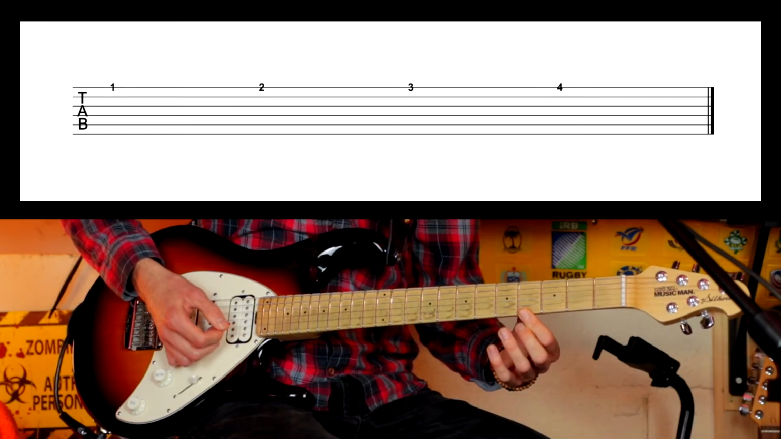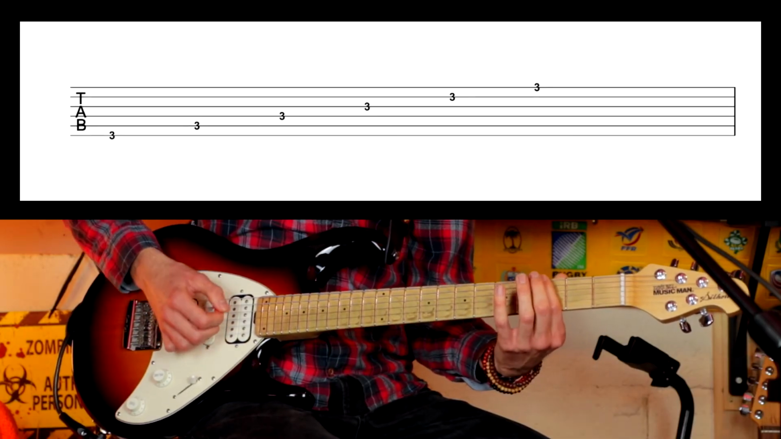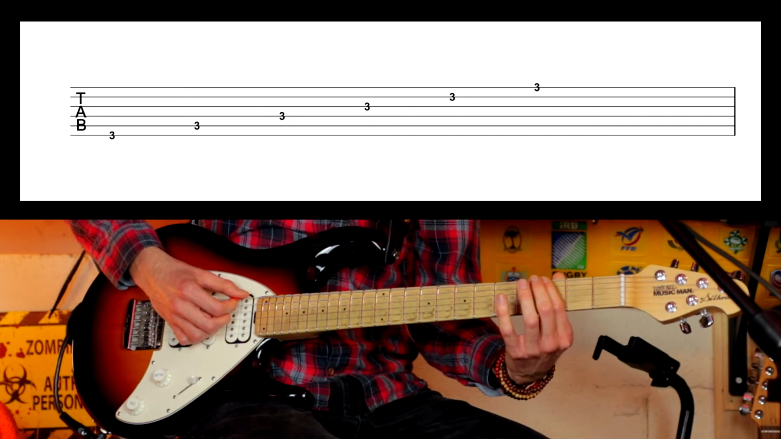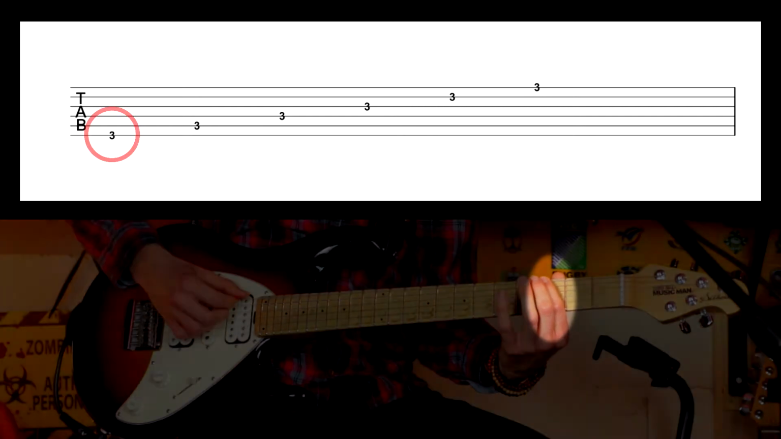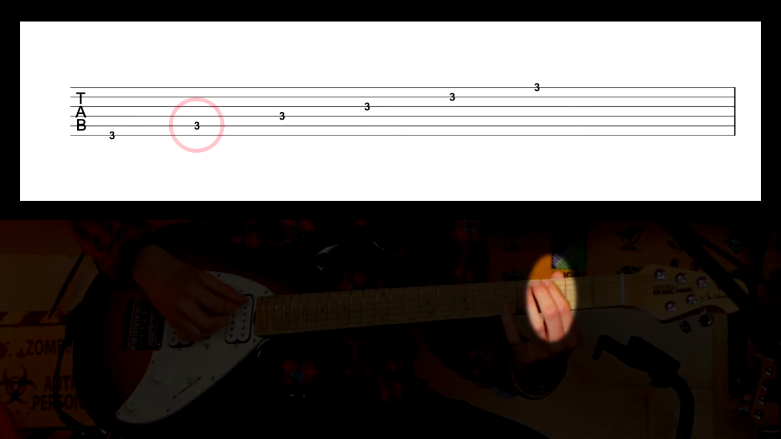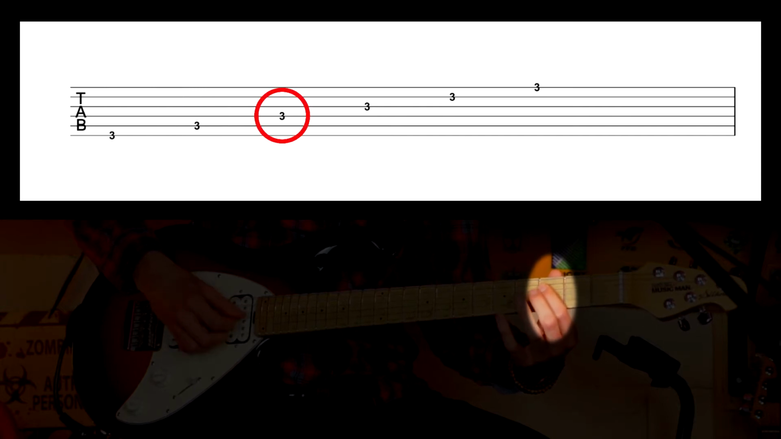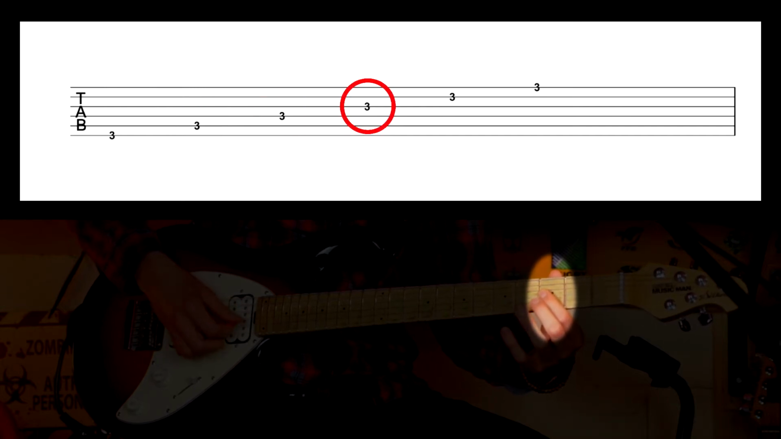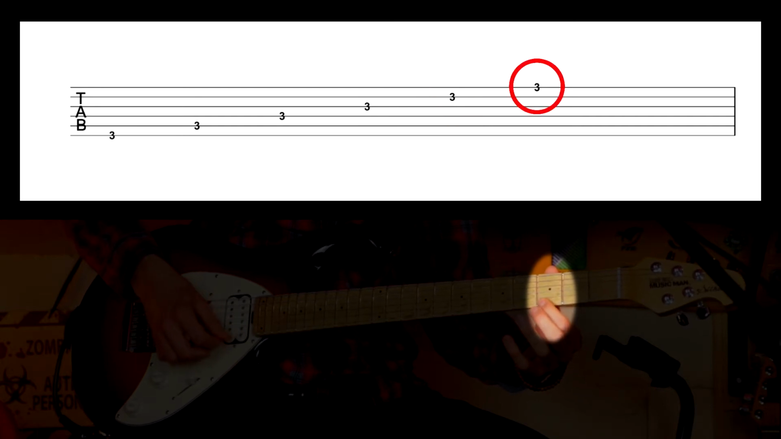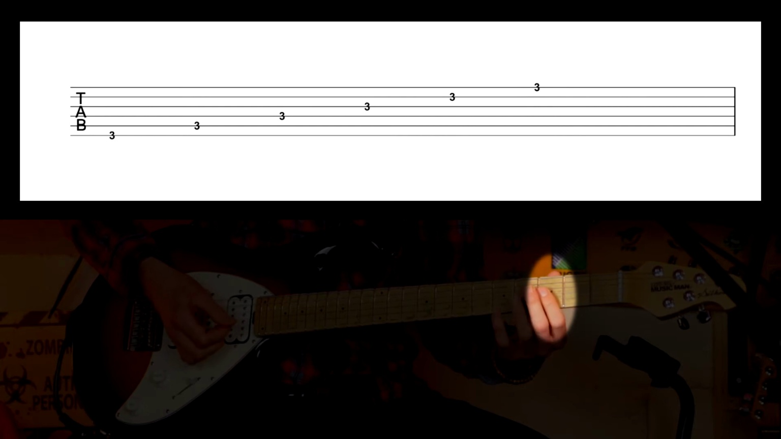Let's try another pattern that crosses all the strings. All of these are on the same fret, in this case fret 3, but we're crossing over all strings. 3 on the low E, 3 on the A, 3 on the D, 3 on the G string, 3 on the B, and 3 on the high E.